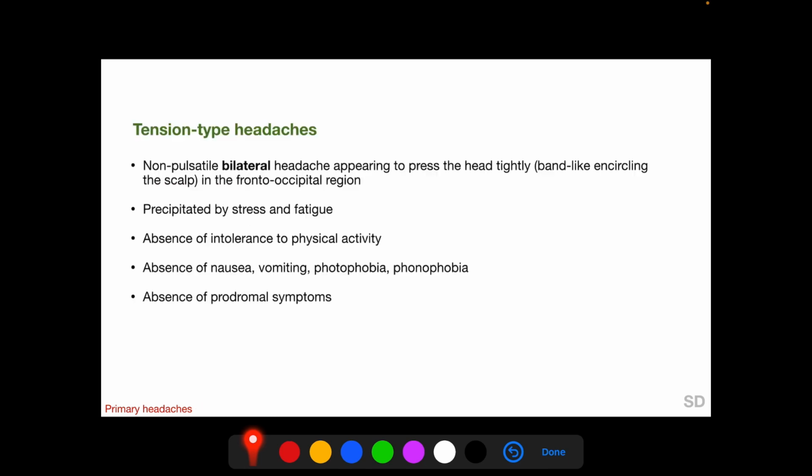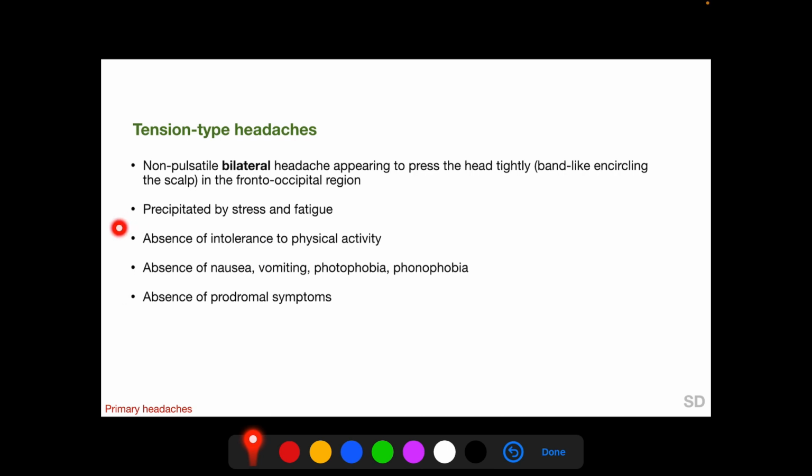Tension type headache is another primary headache syndrome in which bilateral headache occurs and the headache appears to press the head tightly all around like a band, and it is non-pulsatile in nature in contrast to migraine. It is precipitated by stress and fatigue. In tension type headache, there is no intolerance to physical activity. Nausea, vomiting, photophobia and phonophobia are absent, and prodromal symptoms like aura are also absent.